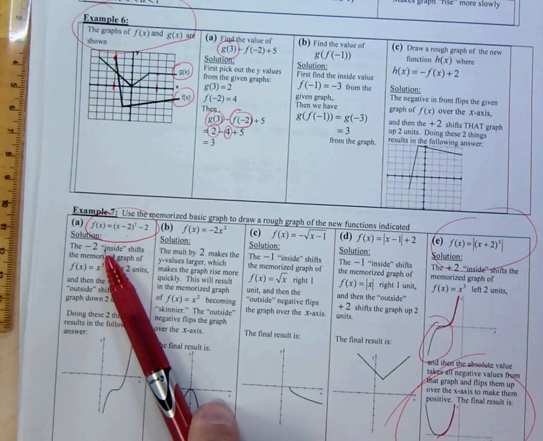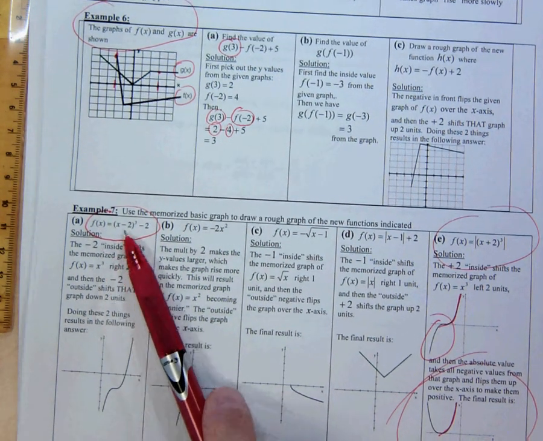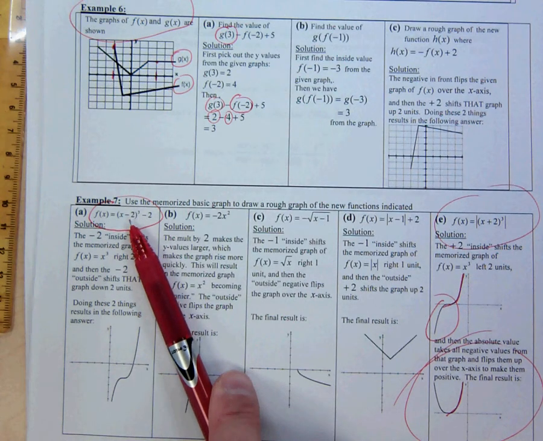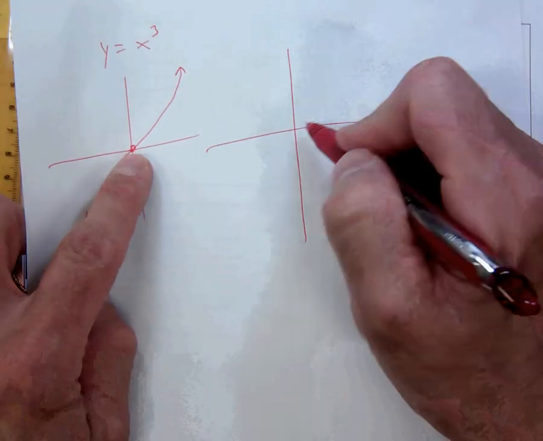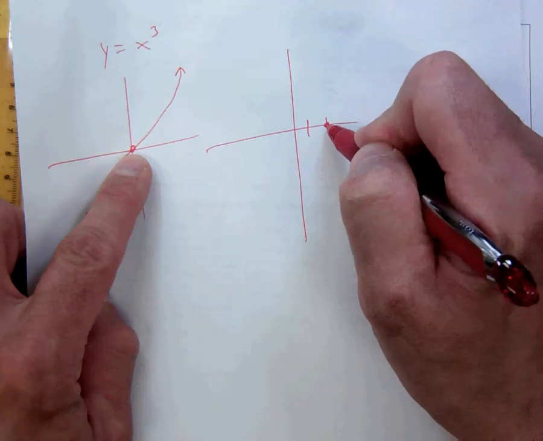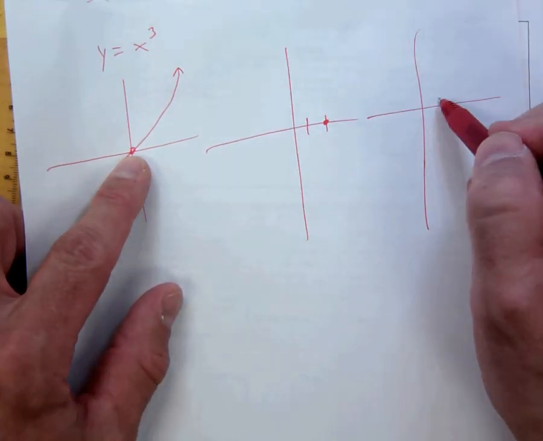Well, you follow PEMDAS if you're not sure. So you should handle the inside one first. So what happens to that memorized graph when you subtract 2 on the inside? It moves 2 to the right. So this point moves to here, doesn't it? Yes? Okay, not done yet.